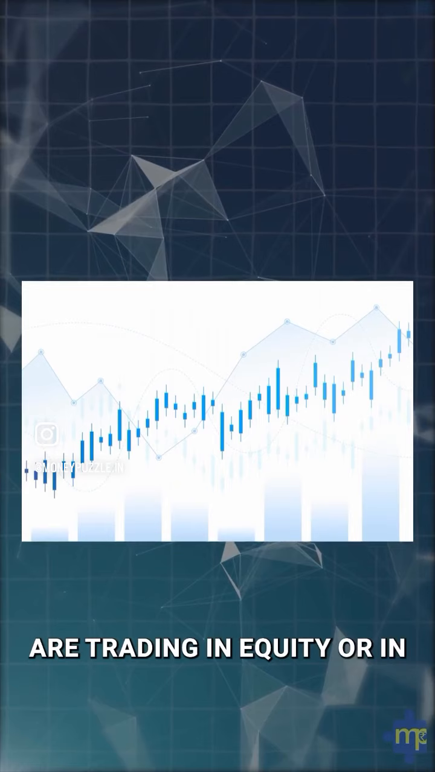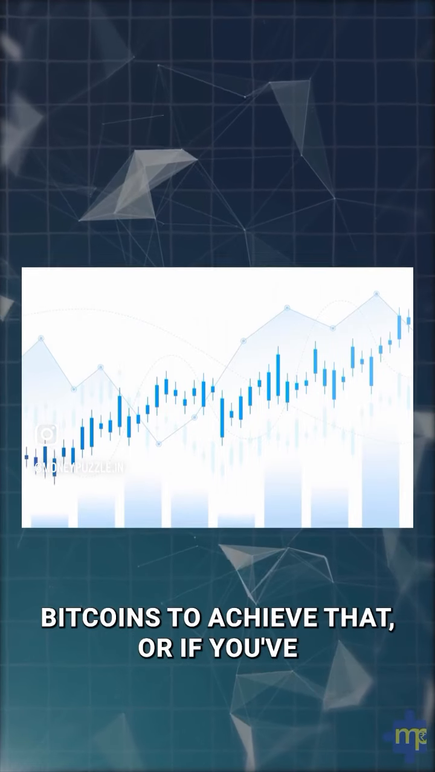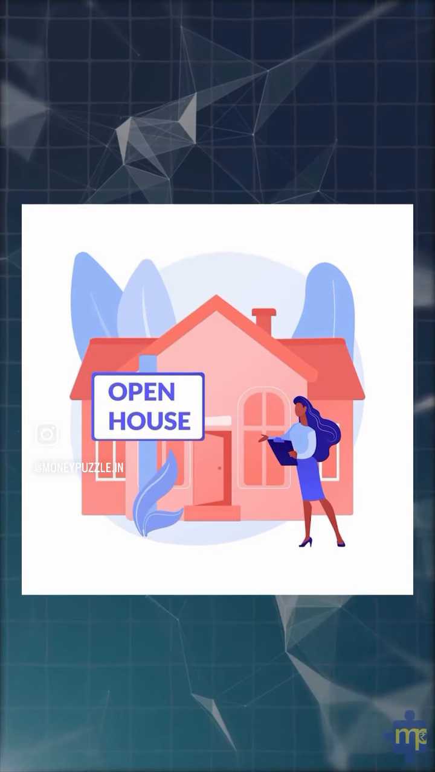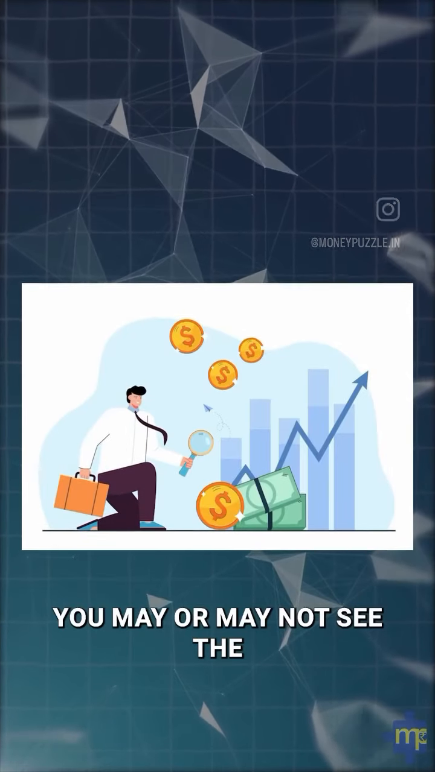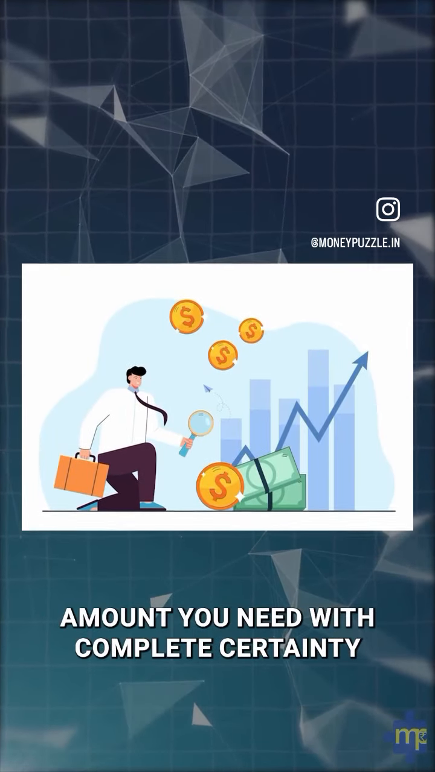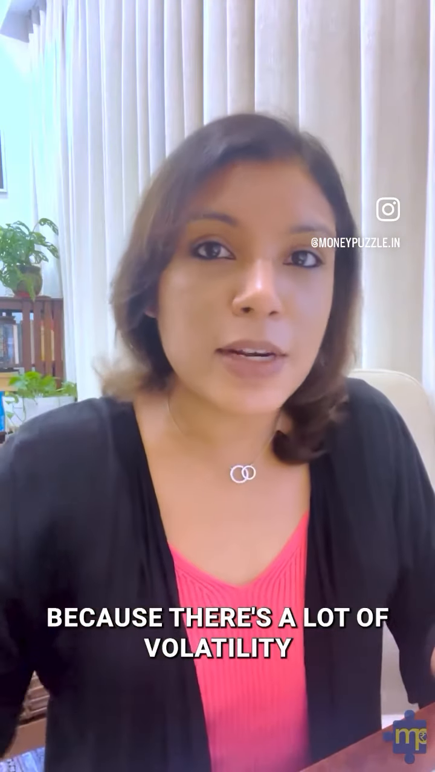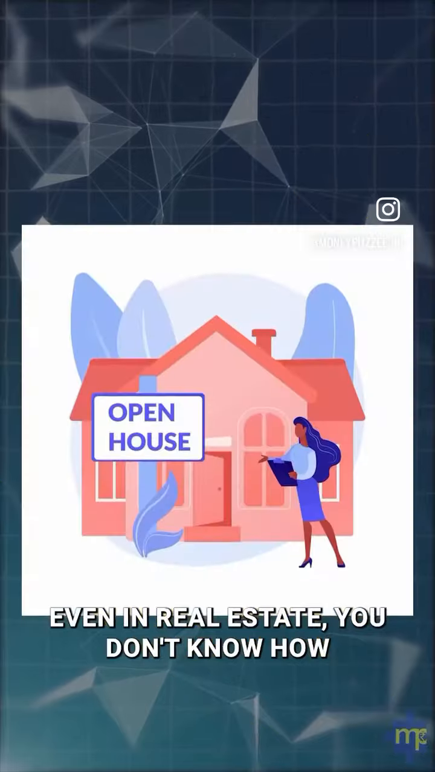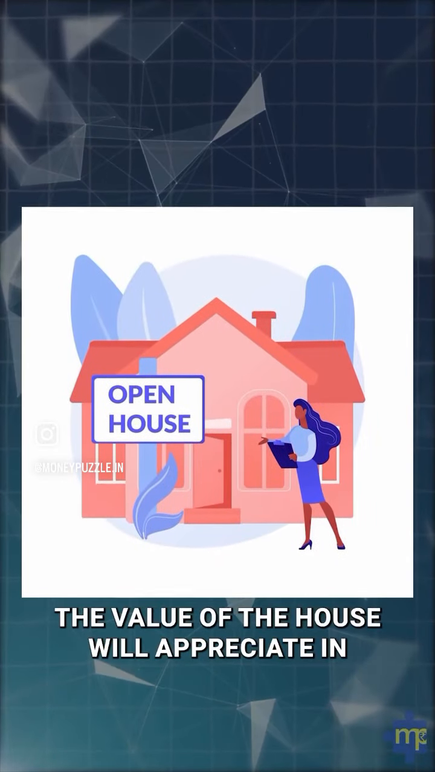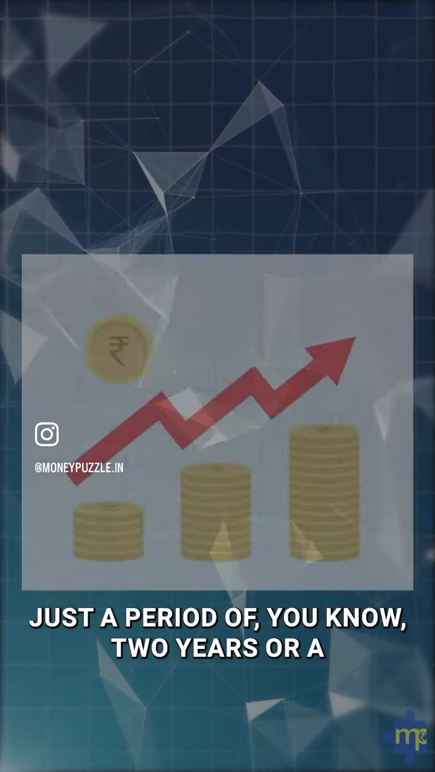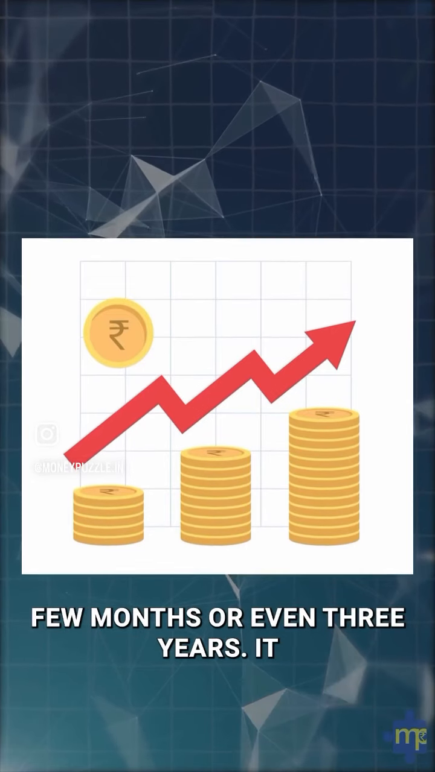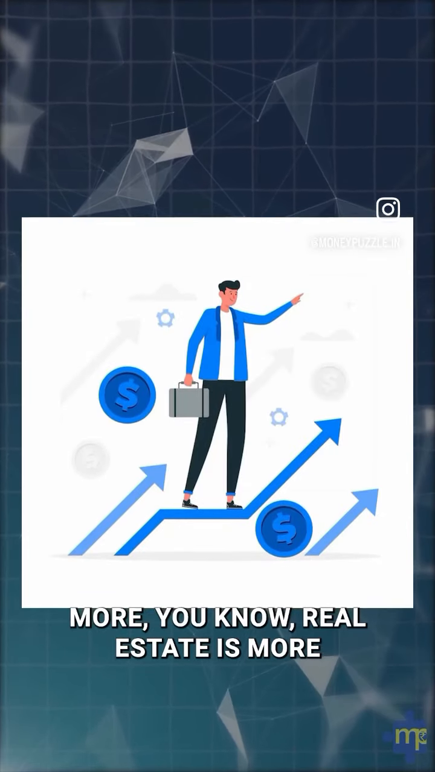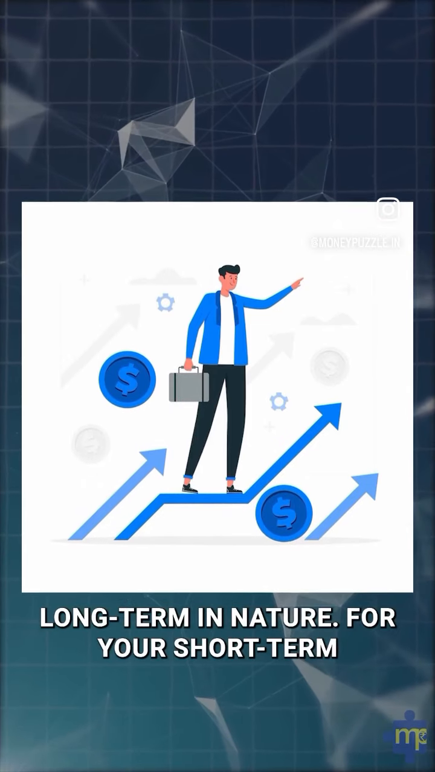If you are trading in equity or in bitcoins to achieve that, or if you've invested in real estate to achieve that, you may or may not see the amount you need with complete certainty, because there's a lot of volatility in, say, equity trading or bitcoins. And even in real estate, you don't know how the value of the house will appreciate in just a period of 2 years or a few months or even 3 years. It takes time. Real estate is more long-term in nature.